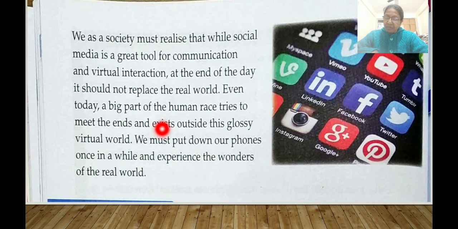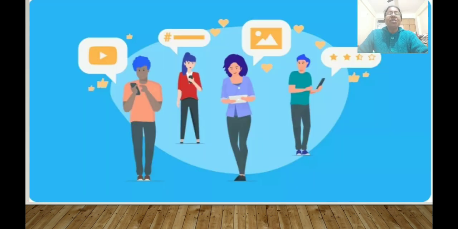So what does a good part of the human race try to do? They try hard to meet their ends' needs, and they are the ones who live outside the glossy world. So they should try and live as normal human beings. What should we as responsible individuals realize? We must try to meet our needs, come out of the glossy world and live in the real world. What precautions does one have to take to prevent getting addicted to social media? How to kick off or to detox? That is what you can see in the picture.